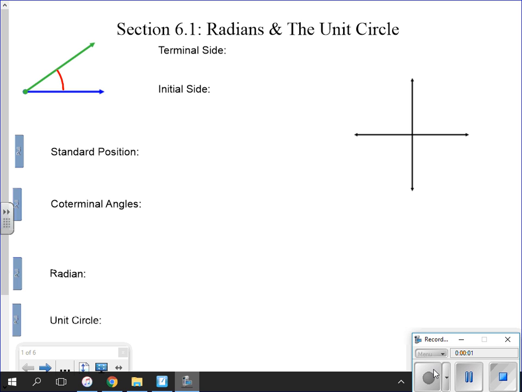Okay, radians in the unit circle. Now, I do have an activity we were going to do today, except I don't have the materials that I need to do it today. We're going to do it next week sometime. It's fine.